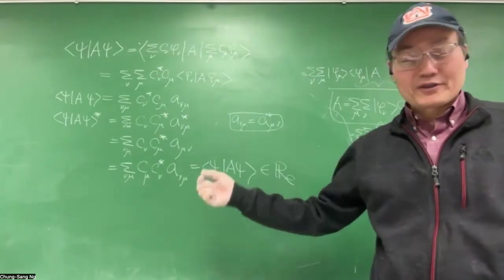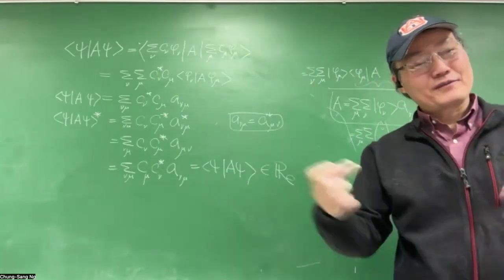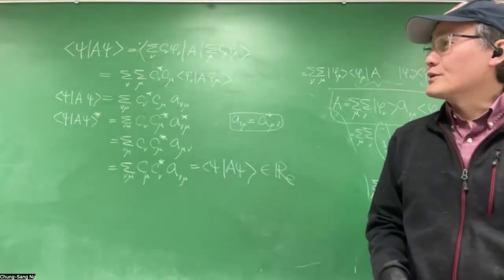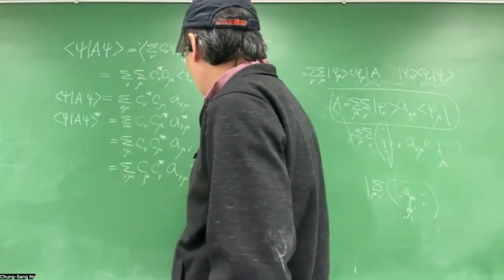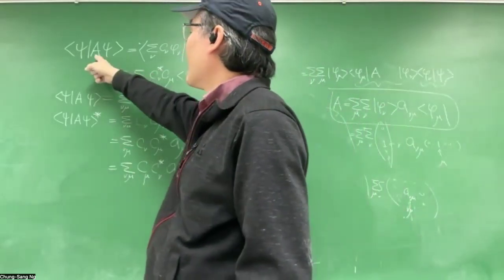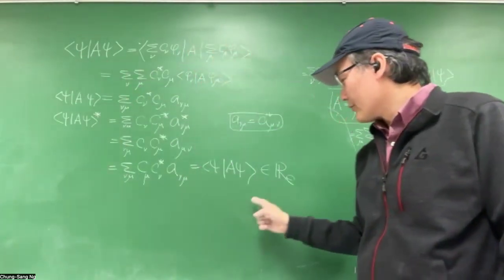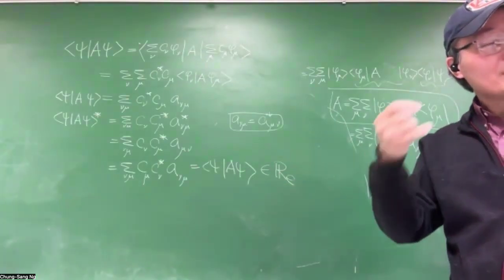You measure whatever you want to measure, the distance or the electric field, and you expect the result to be real. This property says that a Hermitian operator sandwiched between the vector gives you an expectation value that is a real number, and that is important, right?